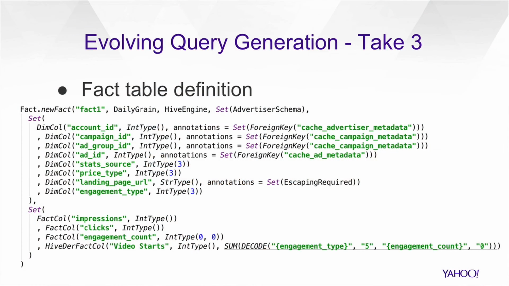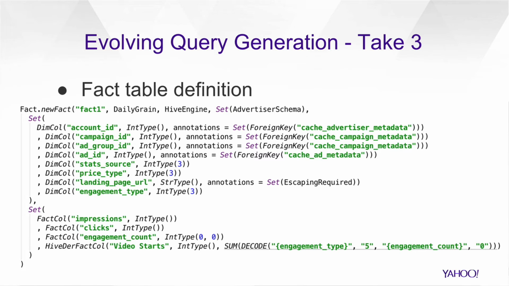We did something similar for facts. As you can see here, we have foreign key constraints defined for these columns, and we can also check at construction time whether these table references actually exist in our registry of all the dimension tables. So we can validate at construction time that all of these references are correct. We also have the same derived column at the bottom there called the Hive derived fact column for video starts.